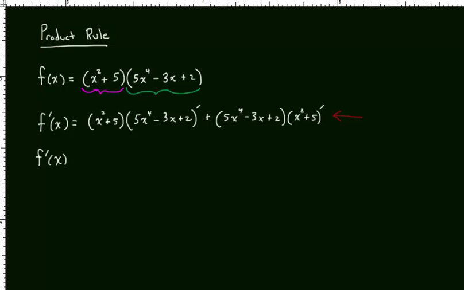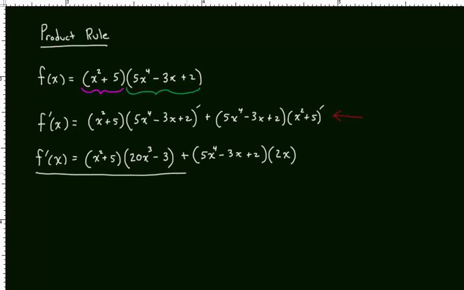F prime of x equals the first term times the derivative of the second, and I'll just do the derivative of the second, which is 20x to the power of 3 minus 3, plus second term 5x to the power of 4 minus 3x plus 2 times the derivative of the second, which is simply 2x. And then I'm going to ask you to leave it unsimplified. So this is my answer right here, product rule.